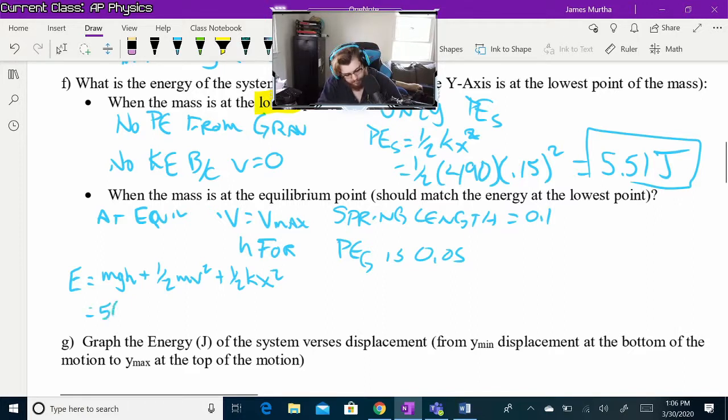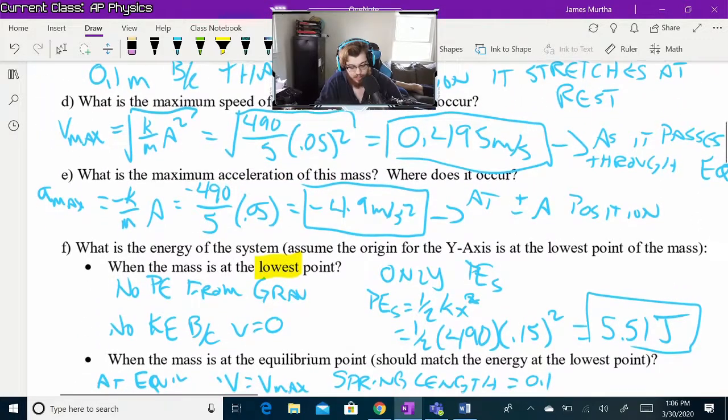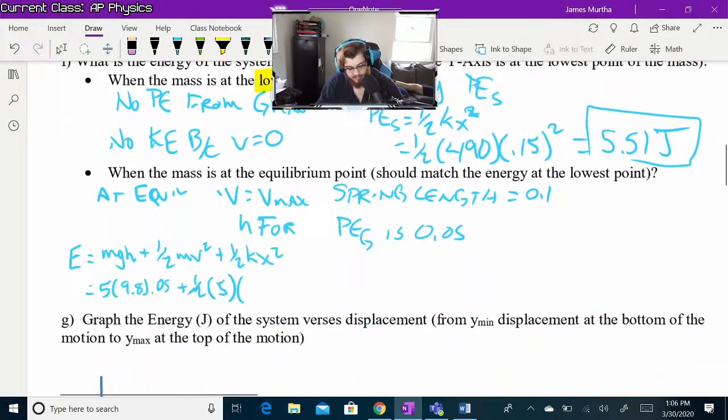So we have our 5 times gravity, which is 9.8, times 0.05. And that's our gravitational potential. We have 1/2 times 5, which is our mass, times our velocity, which is V max, which we said was 0.495 meters per second. And we got to square that number. Then we put in our 1/2 times K, which is 490, times X squared, which is 0.1 squared.